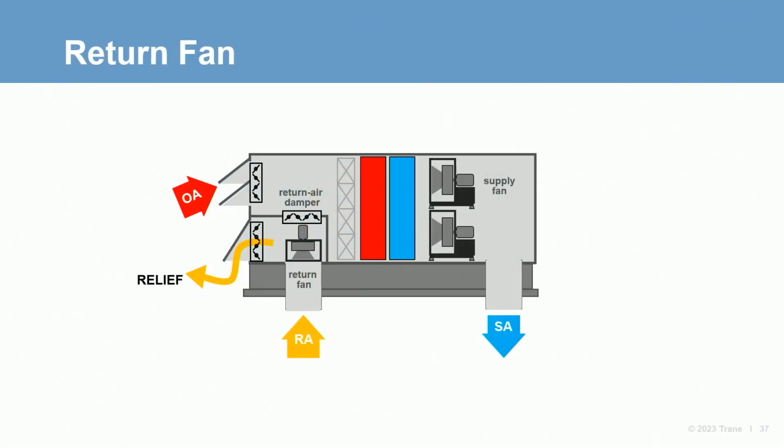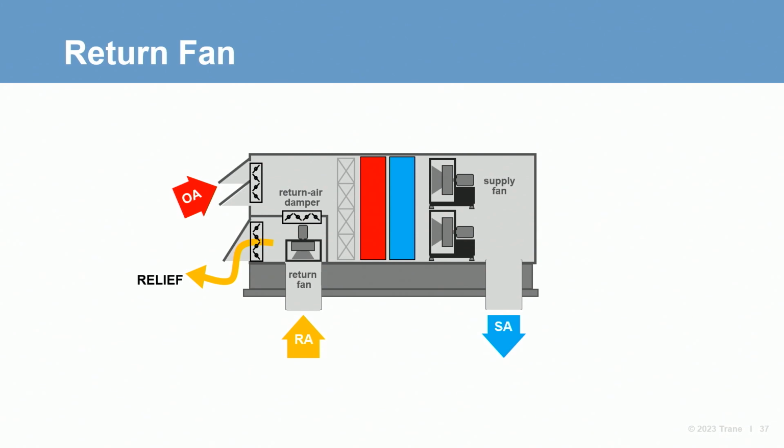The final configuration we'll look at today uses a central return fan. Like the relief fan, the return fan must be located upstream of the return air damper, but what's different is that it is in the return air path, so it is in series with and assists the supply fan. In this configuration, the supply fan must create high enough pressure at its outlet to overcome the pressure losses associated with the supply air path.